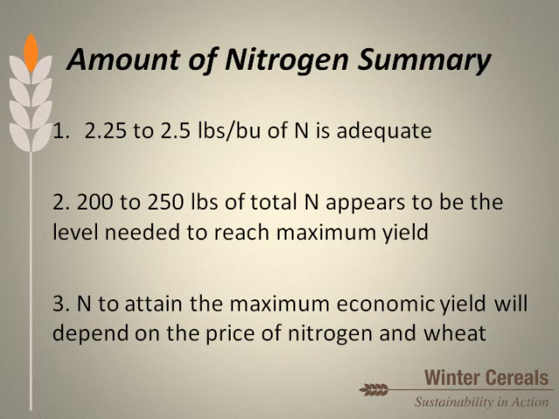In terms of a nitrogen summary, I think we're pretty comfortable that 2.25 to 2.5 pounds of N is adequate to get you to 12% protein at this point in time, until we get more data under our belts to be more definitive. If we're looking at total N, it appears that somewhere between 200 and 250 pounds of N will be needed to reach maximum yield. Now, this is not considering economics. The N to attain maximum economic yield will depend on the price of the nitrogen and the wheat, as you noticed in that last slide.